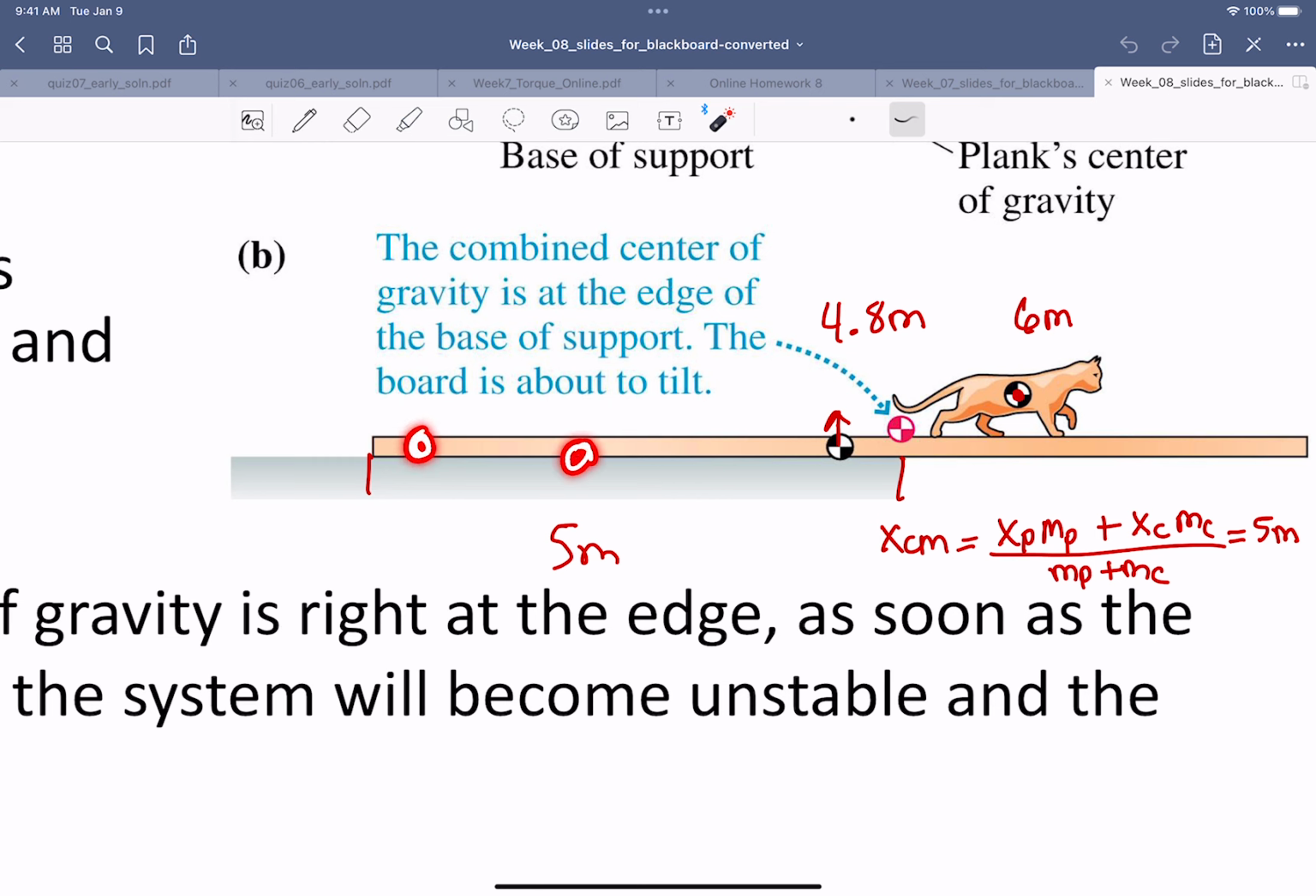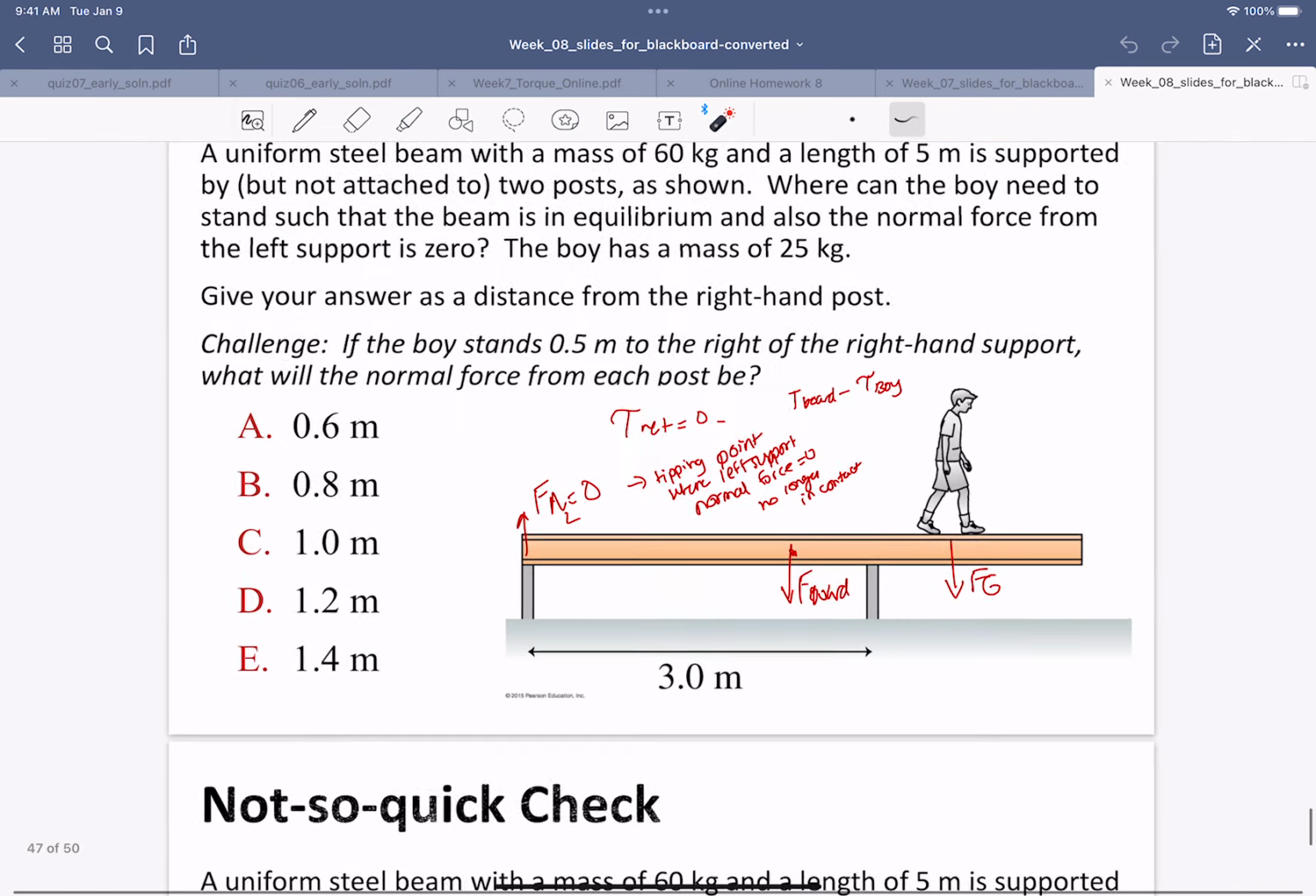As long as it's here, here, here, here, right above, you're playing it dangerous here, but as long as it's within that range, you're good. That's the idea of base of support.